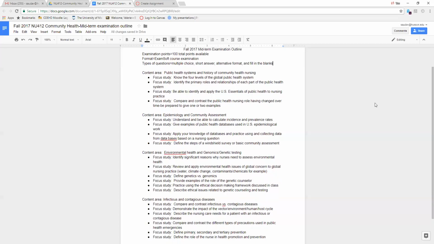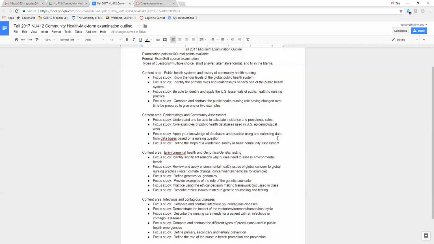In the second area, I want you to focus on epidemiology and community assessment. We did some activities in class and you had a little practice quiz. I'll put some more examples online this week to understand and be able to calculate incidence and prevalence rates. The second area of study: make sure that you are able to give good examples of what public health databases are used for in epidemiological work in the United States. Make sure you understand what kind of data each type of database provides. And again, all the links for those databases are in our PowerPoint from week 2. Apply the knowledge of the databases and practice collecting data specifically to answer nursing type questions.